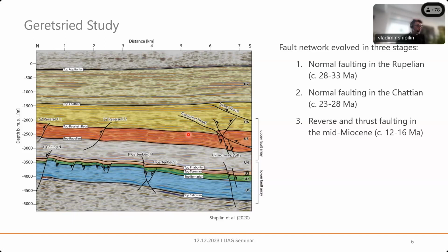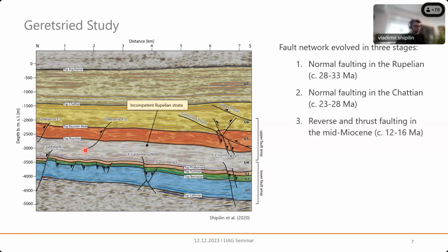Then there was a third stage of reactivation as the Alpine thrust propagated further northward onto the foreland basin, and the faults that were optimally oriented to the tectonic stress regime were reactivated as reverse faults. It seems that the presence of a thick clay-dominated layer, which is this one, most probably inhibited the downward propagation of the upper faults and their eventual linkage to the lower faults.